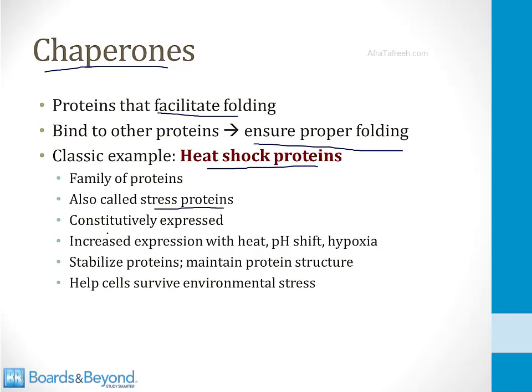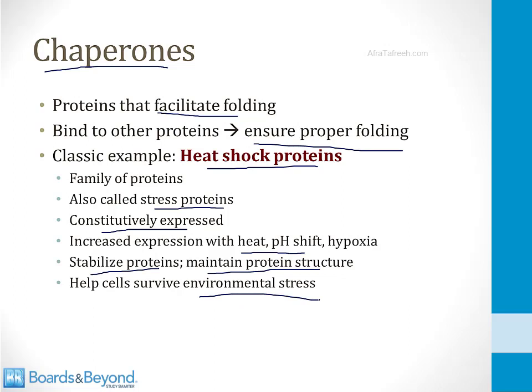They are constitutively expressed. In other words, they're always present in cells, but their levels are increased in the presence of heat, a pH shift, or hypoxia. That's why they're called stress proteins or heat shock proteins, and they stabilize other proteins and maintain the structure of other proteins. This helps cells to survive in environmental stress.